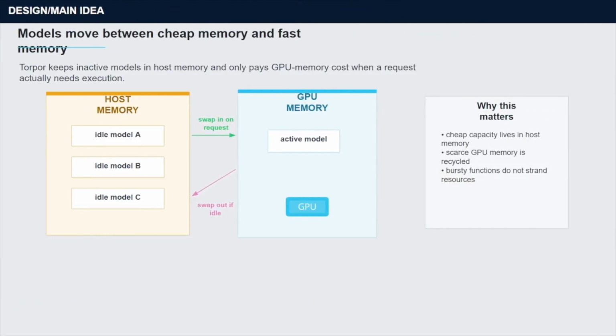Next, models move between shared memory and fast memory. Torpor keeps inactive models in host memory and only pays the GPU memory cost when a request actually needs execution. As you can see with this diagram, you can see how each model behaves when each request comes through, with the GPU and the host memory.